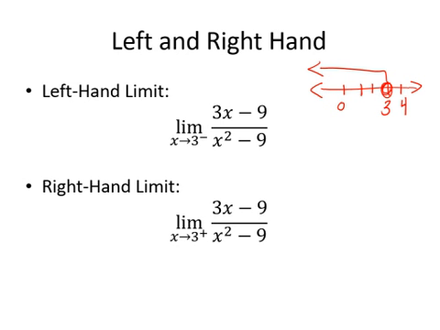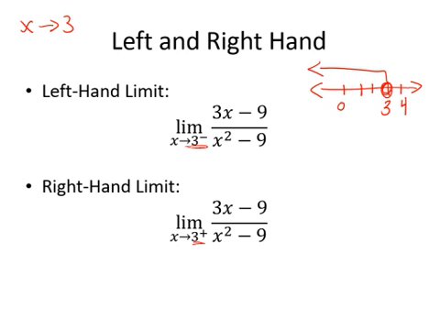Now, this little negative sign attached to this 3 is how we tell if it's a left-hand limit. So 3 to the negative means we're talking about the left-hand limit of 3. 3 plus means we're talking about the right-hand limit. If x approaches just 3, that means we have to look at both limits. Okay, the left and right, we have to see where it approaches.